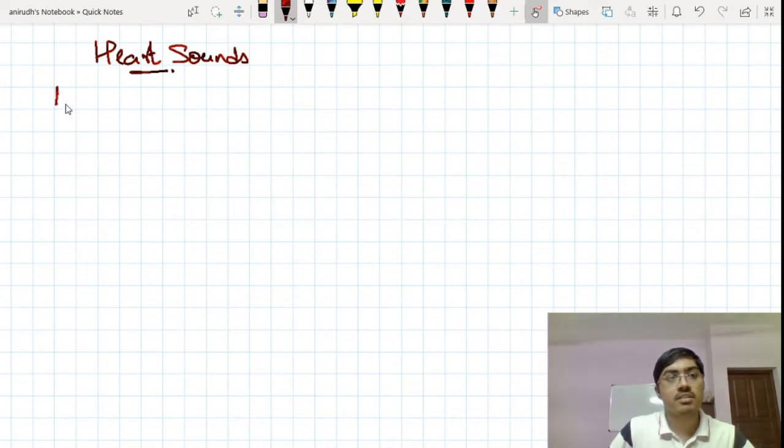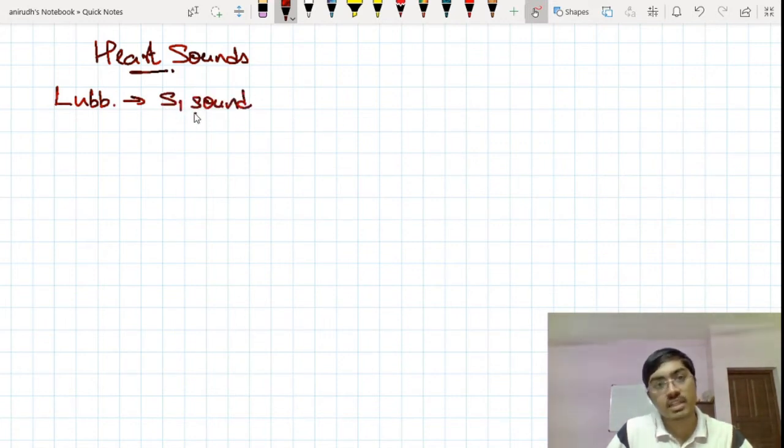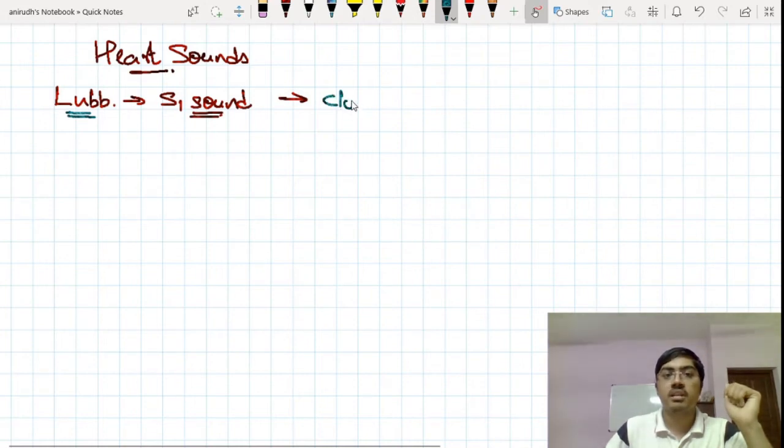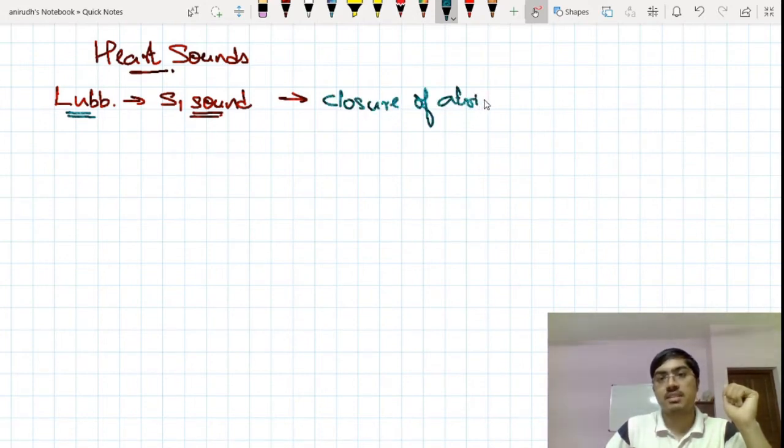And the first sound is the lub sound. This is technically called the S1 sound. This is the correct name for that. And when does it occur? What is the cause of this? The cause of S1, the cause of the lub sound, is the closure of atrioventricular valves.